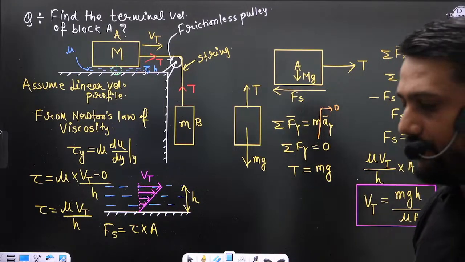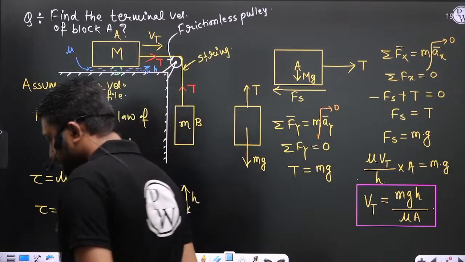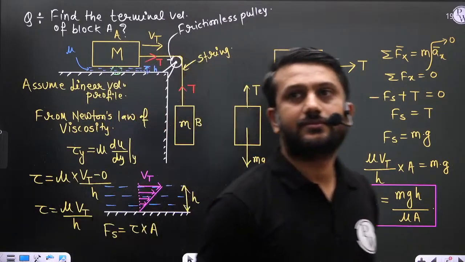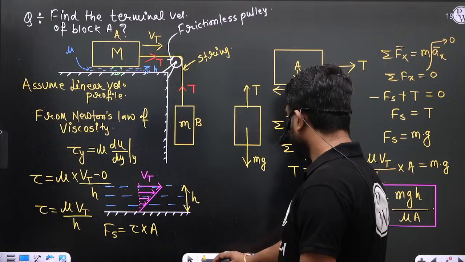Is it clear to everyone? Please type in the chat box. Is it clear to everyone? So this is the mathematical expression of terminal velocity.